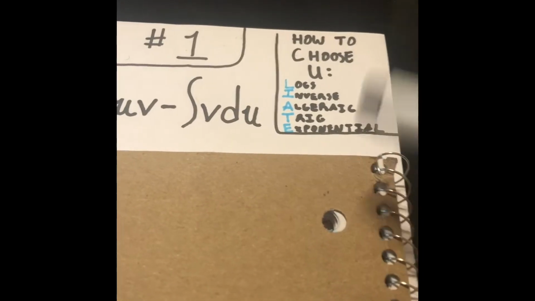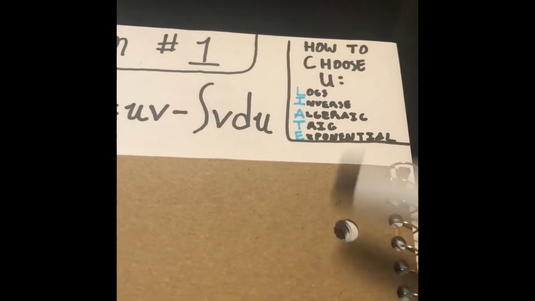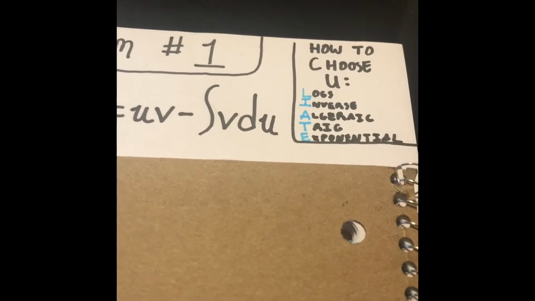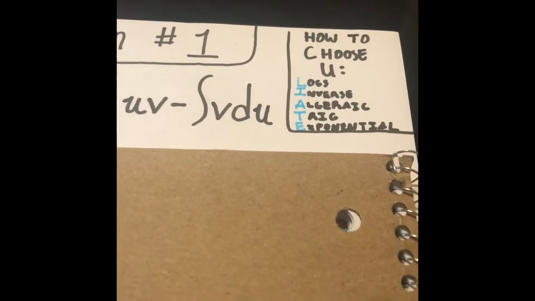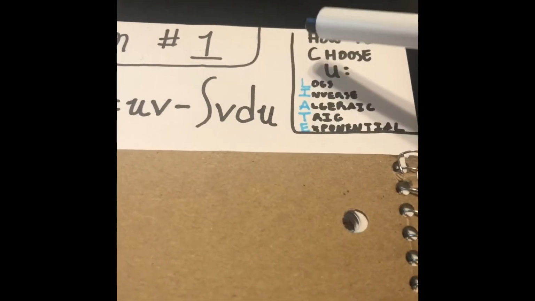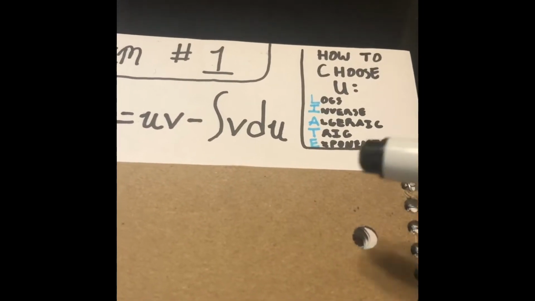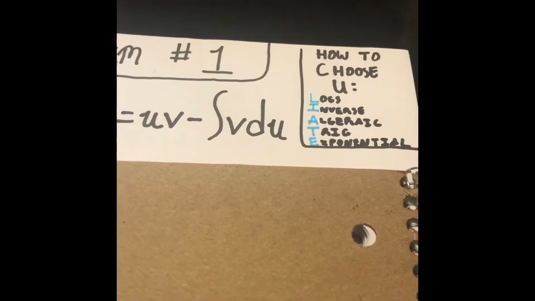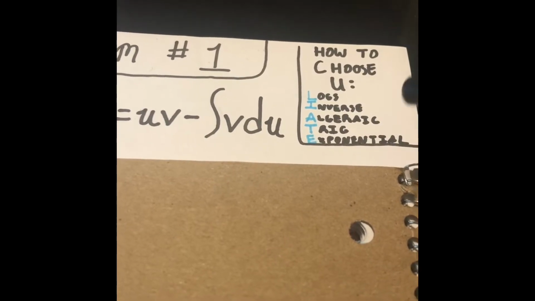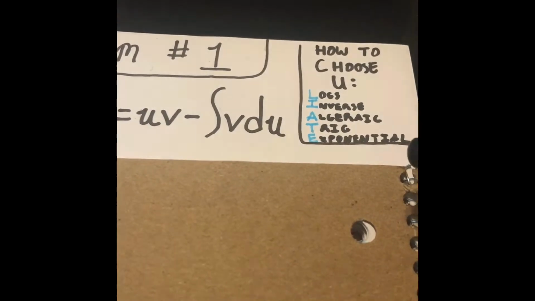Now when we start to choose our u, what we want to do is go in the order of logs, inverse, algebraic, trig, or exponential. The way I remember this whole abbreviation is "let's integrate all the equations." So it's logs, inverse, algebraic, trig, and exponential.